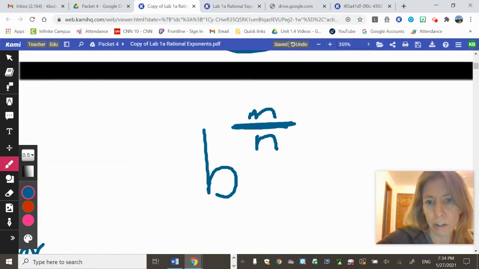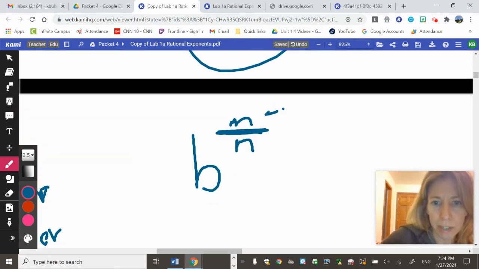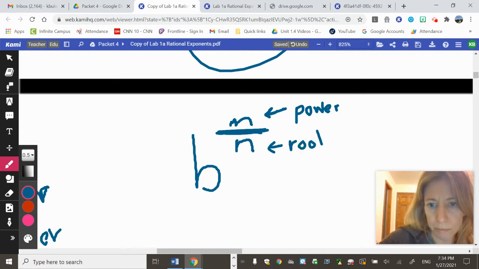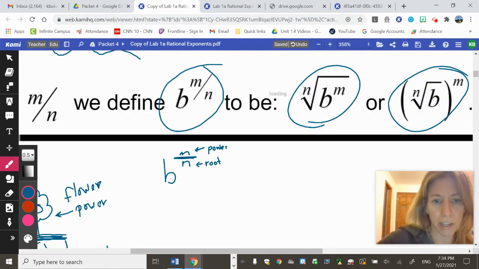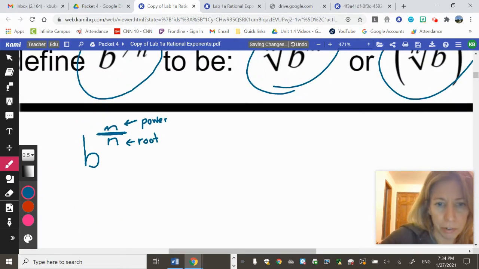So when we have a rational exponent, the top of this exponent, the numerator, represents the power, just like the flower from the flower pot, and the denominator represents the root. If I write this in root form, b is the base, basically the radicand, the number underneath the radical sign. The power is m, so that base is raised to the m power, and the root number goes here.